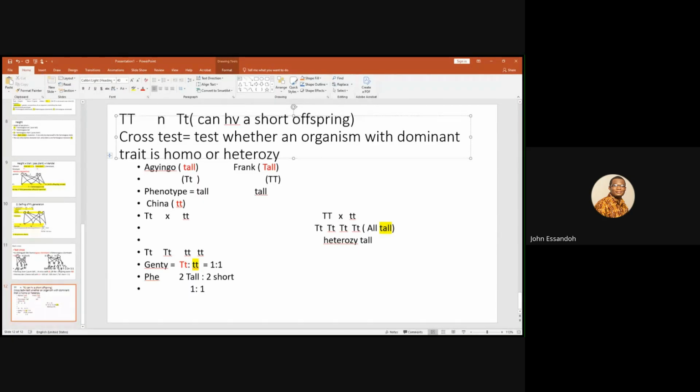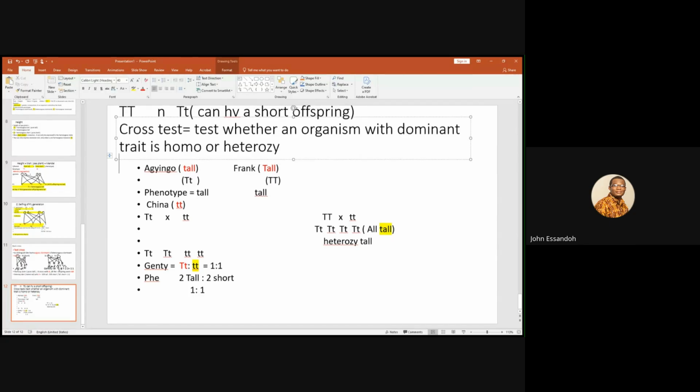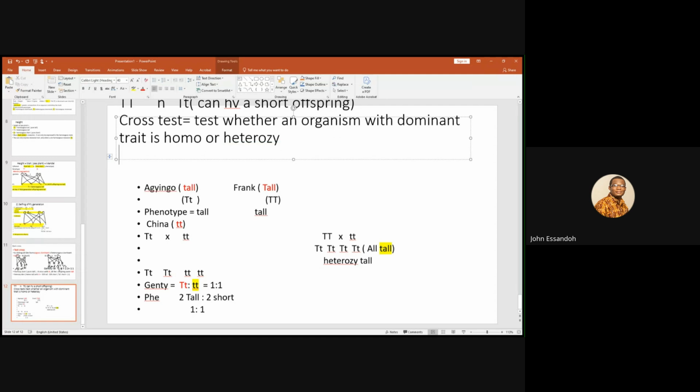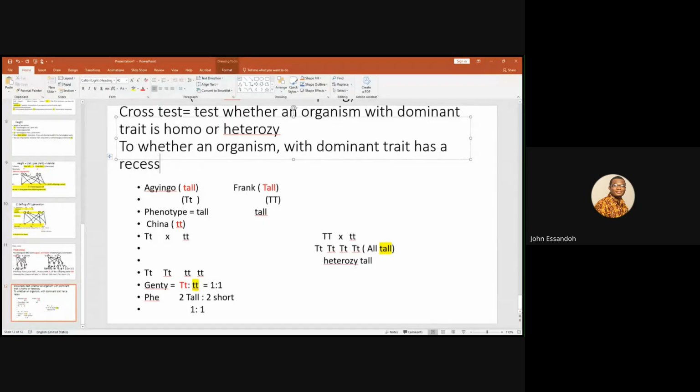Now, I can ask the question differently. I can also say that I can perform this test to detect whether an organism with a dominant trait has a recessive allele or not. Are the two statements the same?